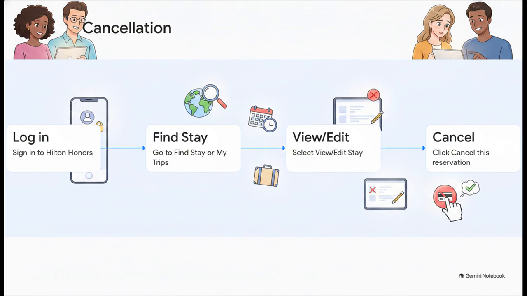Next, navigate to the top right corner and click Find Stay, or just look for your My Trips section. Scroll down to your activity, find the reservation you need to axe, and select View/Edit Stay. The cancellation policy will be sitting right there under your dates. Finally, hit that Cancel This Reservation link. A pop-up will appear, and this is key. Make absolutely sure to click Confirm on that final pop-up to finish the transaction.